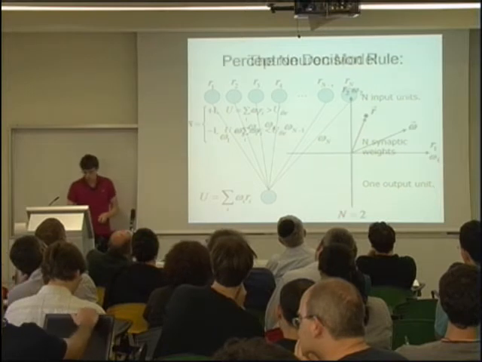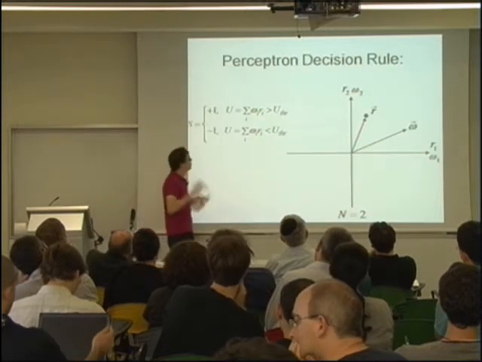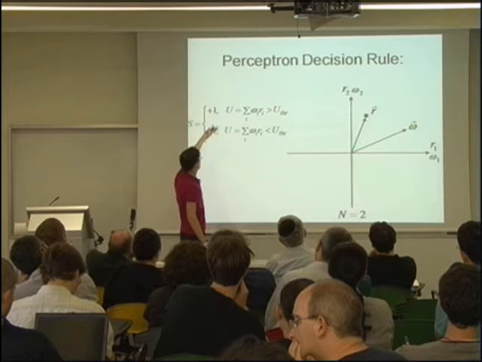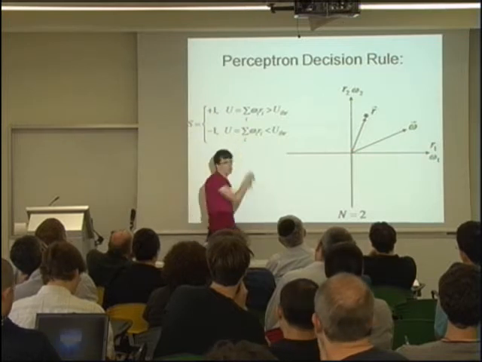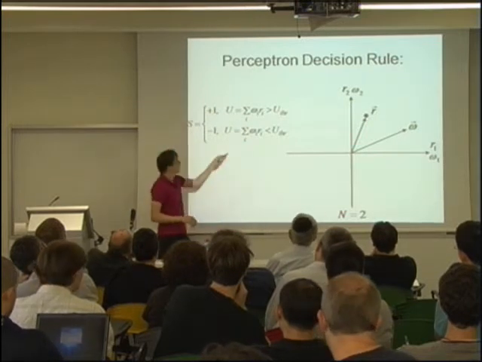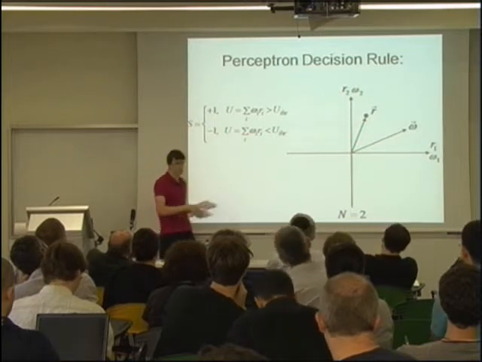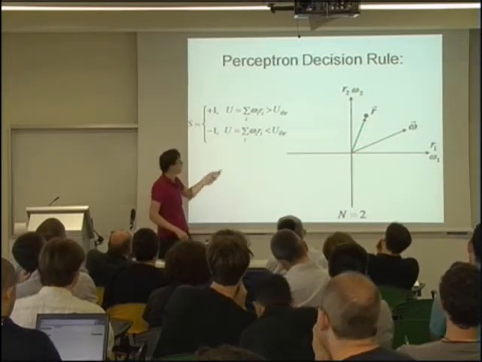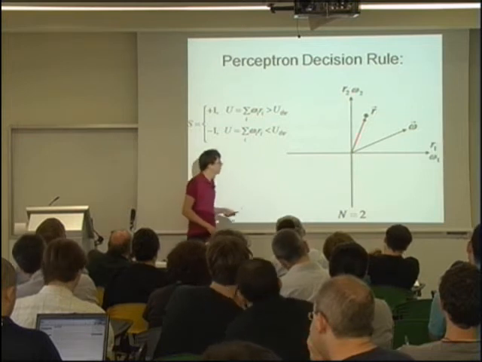And for the output of the neuron, we take a binary decision output. So the output of the neuron is +1 if the membrane potential crosses some threshold level, and -1 if the membrane potential of the neuron stays below the threshold.